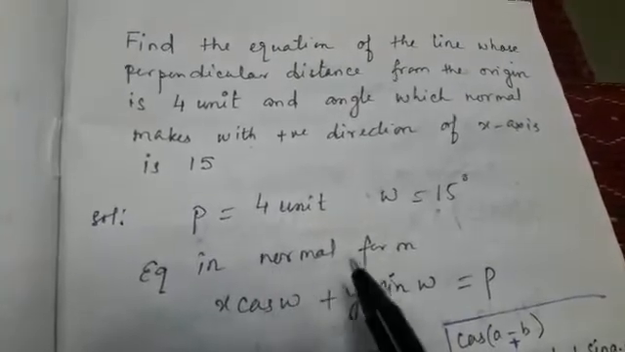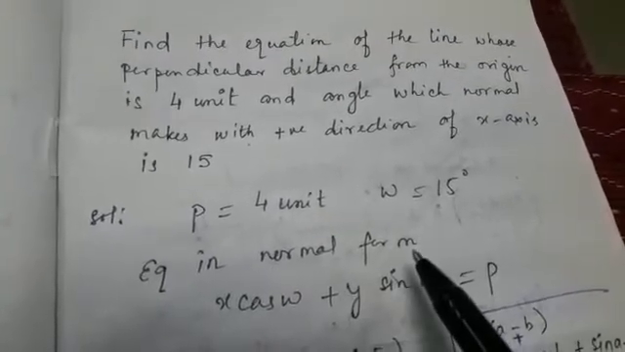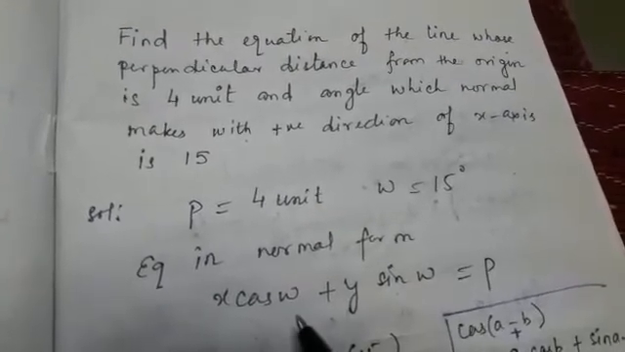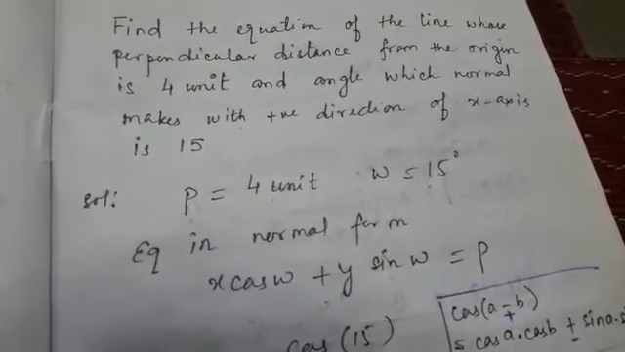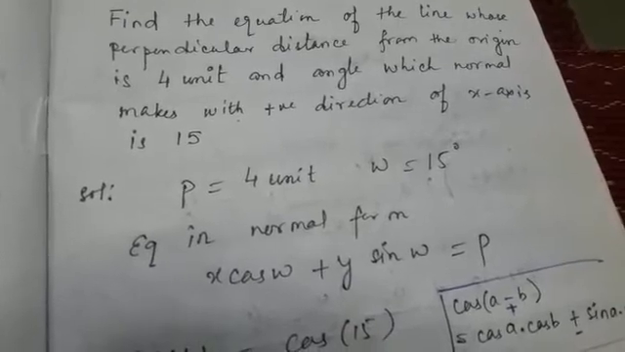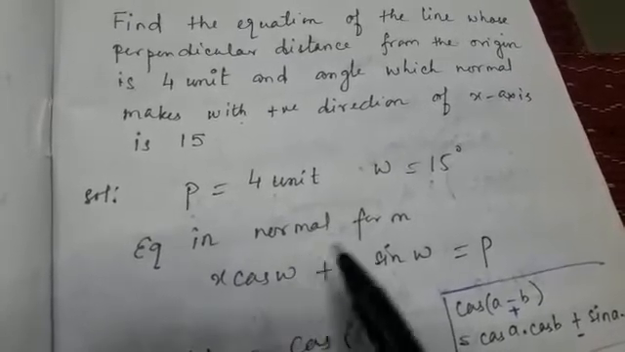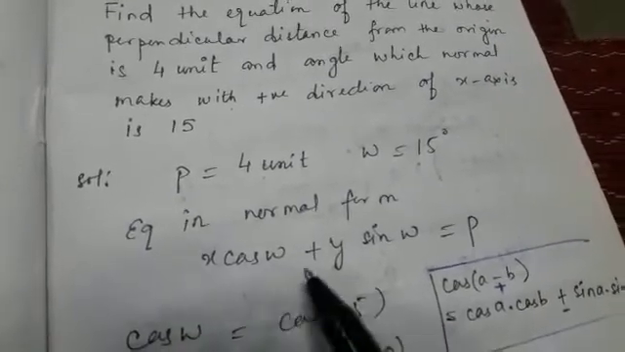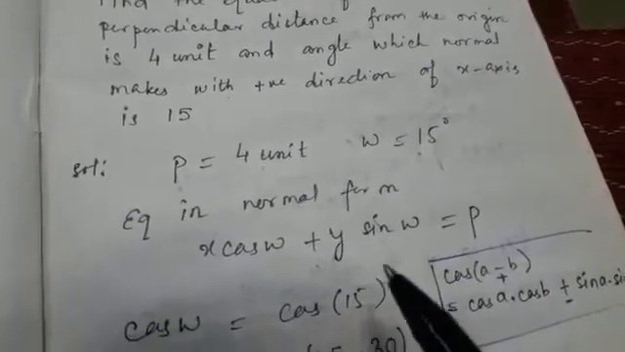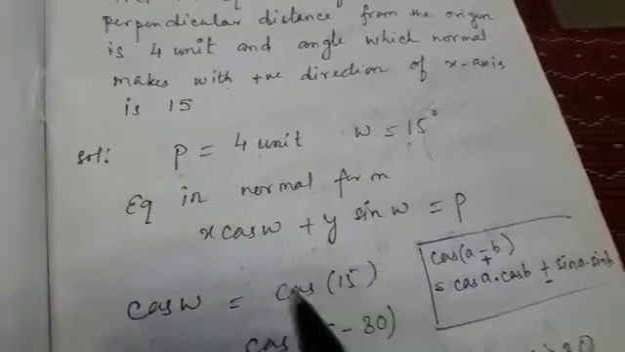Now students, we have already derived the equation in normal form. It is x cos omega plus y sin omega equals p. This formula we have derived. You can refer to the derivation of normal form that I have already done, and check where this formula is coming from. So for the sum, you use the formula directly.